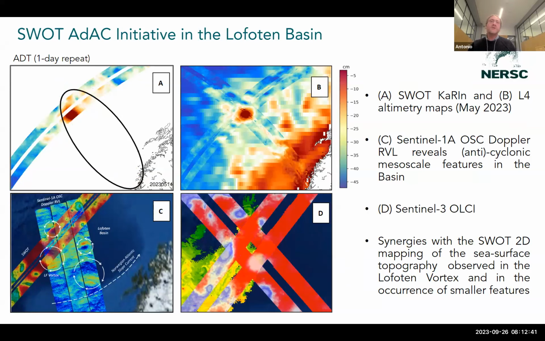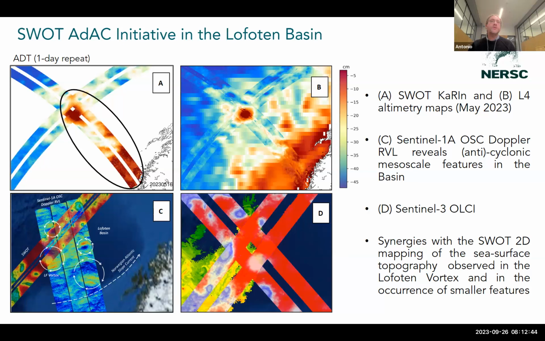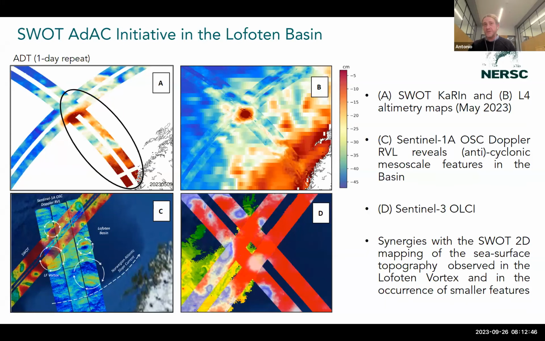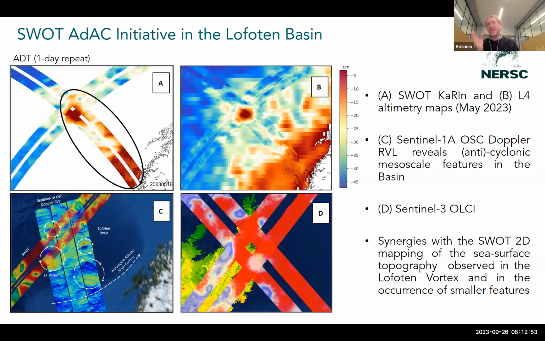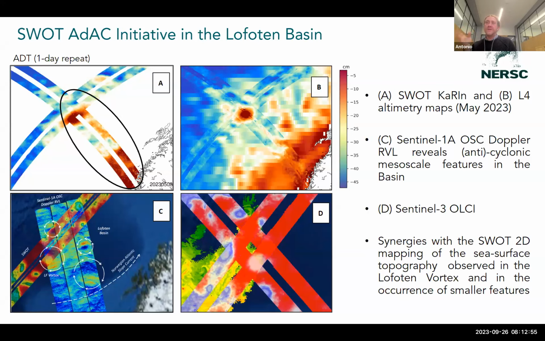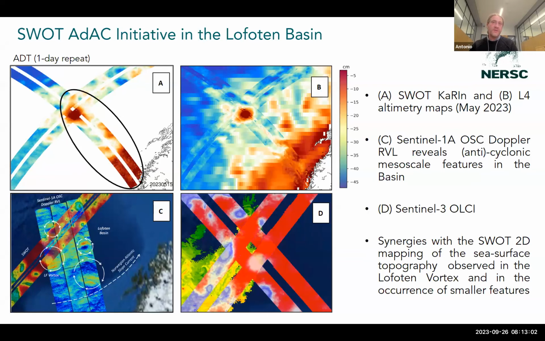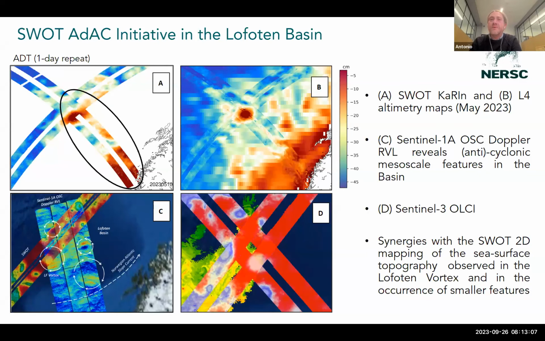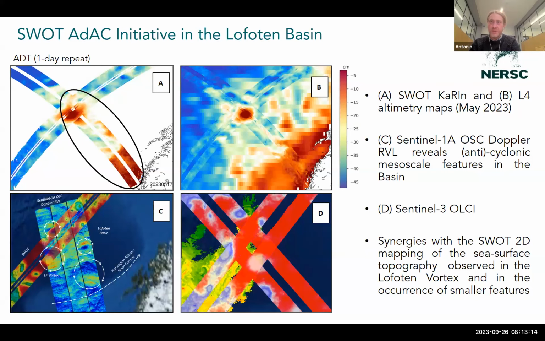And then we started also to try co-locations with other missions. In particular here, if you look at panel C, I'm showing how SWOT and radial velocities derived from Sentinel-1 Doppler shift can have a nice synergy. Here we have features from the Sentinel-1 Doppler shift. They are revealing mesoscale features, and some of them are very well collocated with SWOT.